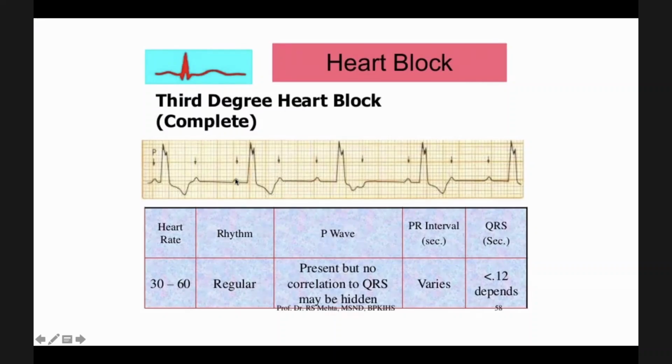Okay, so you can see the PR duration is one here, somewhat longer here, and this is another shorter. Like there's another P here, so there's no association at all. So that's a complete heart block again, and depending on the underlying cause that you have to treat.